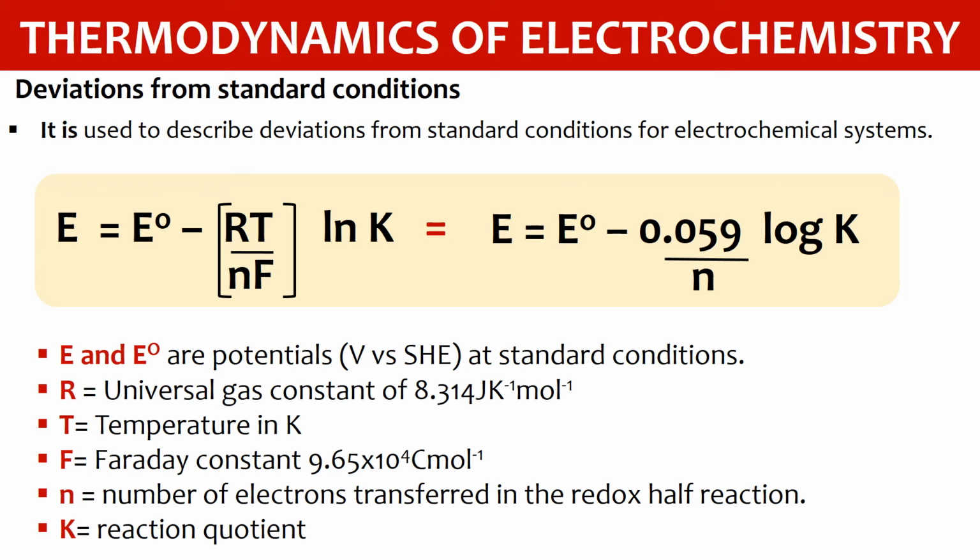So your E naught is the standard electrode potential. Your R is the gas constant, T your temperature, F the Faraday constant, and then n the number of charge carriers, the electrons, and K is your reaction quotient. Because you know the values of R and F, you can actually change or rewrite your equation from this one, and it becomes the one on the right. These are the same equations.